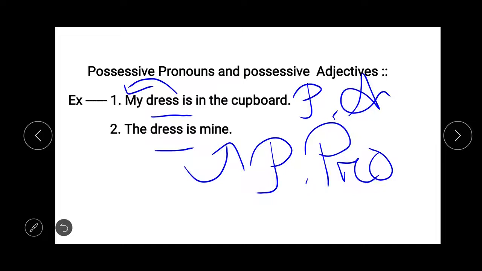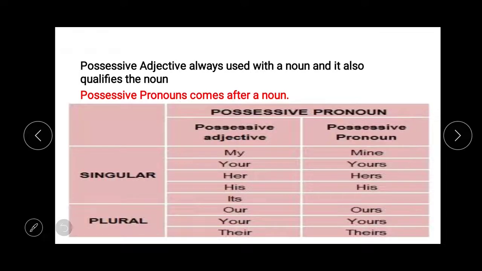So this is the basic difference between a possessive adjective and a possessive pronoun. The possessive adjective comes with the noun. On the other hand, the possessive pronoun comes after the noun. So this is the basic difference between the two. Here I have included this. Now students, let me show you the different possessive pronouns.